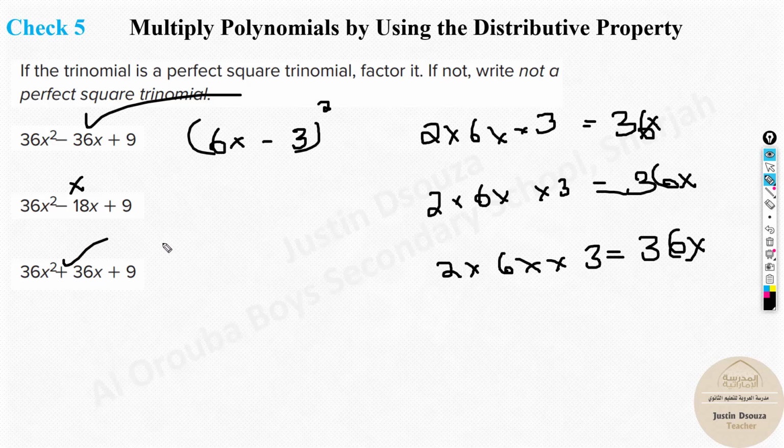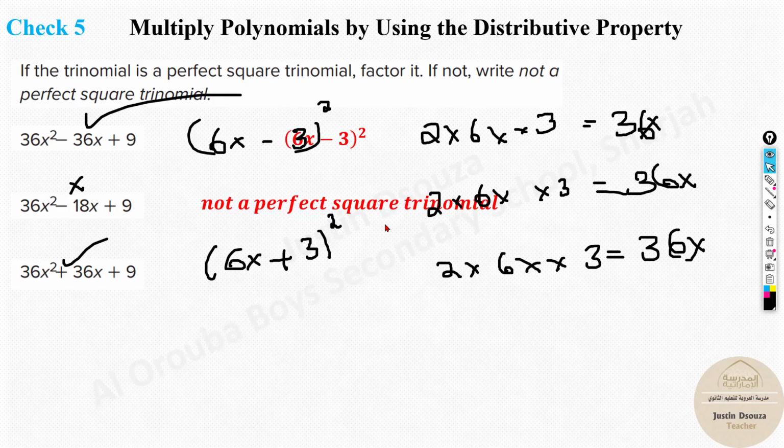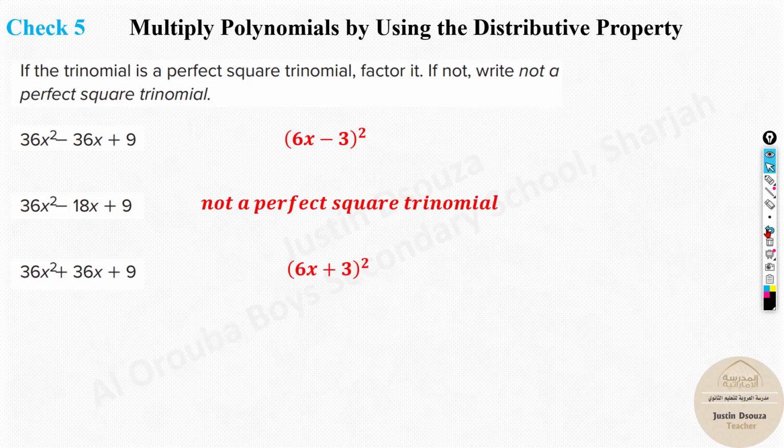It's plus. Yes. Either it's plus or minus, that's fine. It's only that these terms are 6x plus 3 or minus 3. The main thing is the middle term. Only the second term is wrong. The first and last are correct. You can see this is correct. Not a perfect square trinomial. The last one is correct.